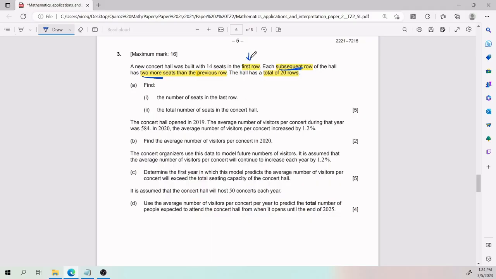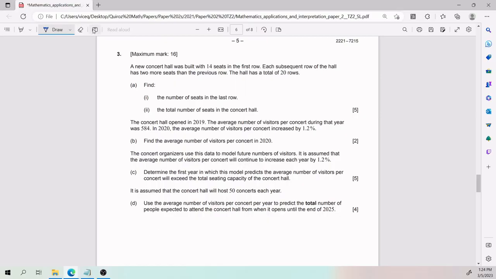So by now we should already be thinking that this is some sort of sequence, right? We have a first row, then we have a last row, we have rows in between, we have stuff being added or multiplied. We're not sure. We're going to figure all that out now. So we have two types, I should say, of sequences.